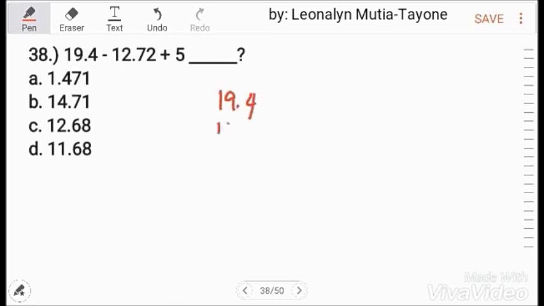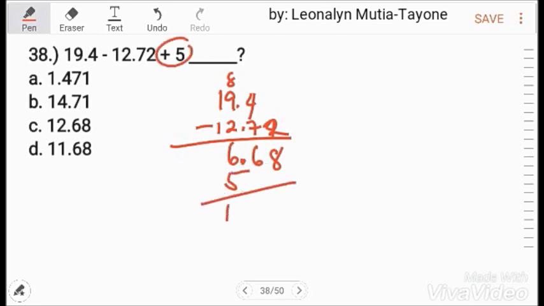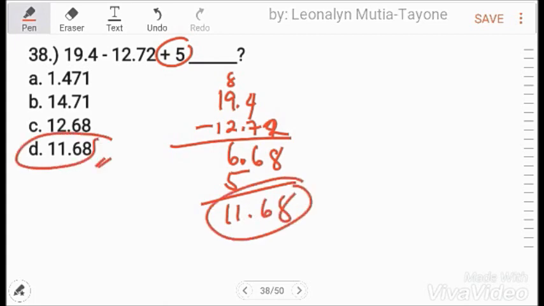19.4 minus 12.72. So, this is 6.68. So, ang answer ay 6.68 plus 5. So, 11.68. So, the answer is letter D.